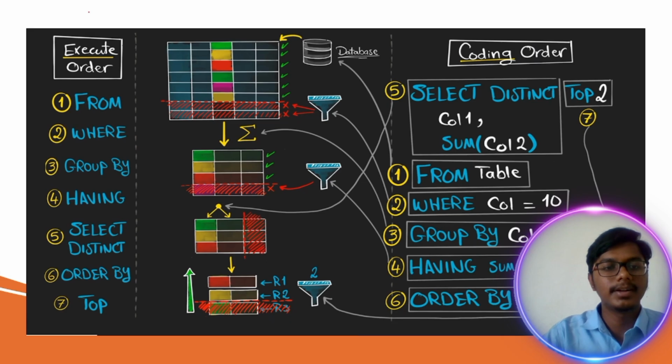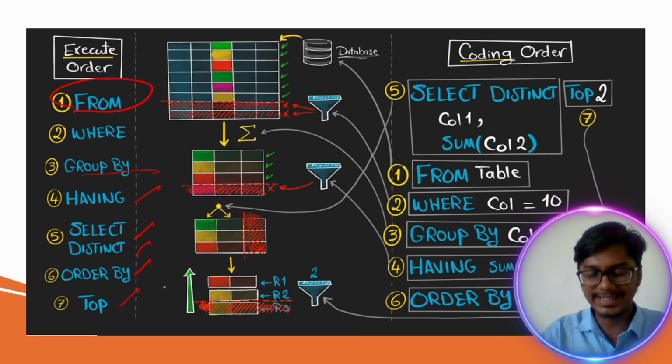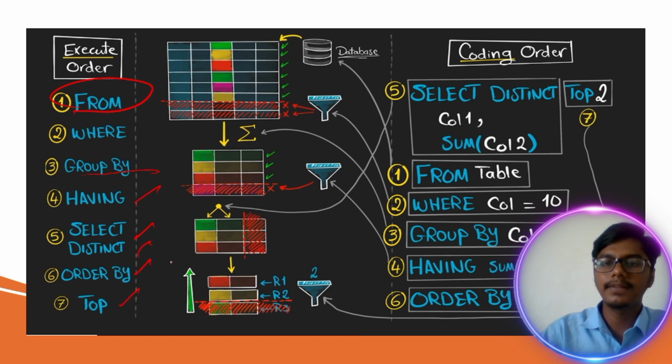As we discussed, FROM is the first command. Make sure of the execution order. The second is WHERE, the third is GROUP BY, the fourth is HAVING, then SELECT and DISTINCT, if you put DISTINCT, and then ORDER BY and TOP. This is the execution order. Guys, be aware of that.